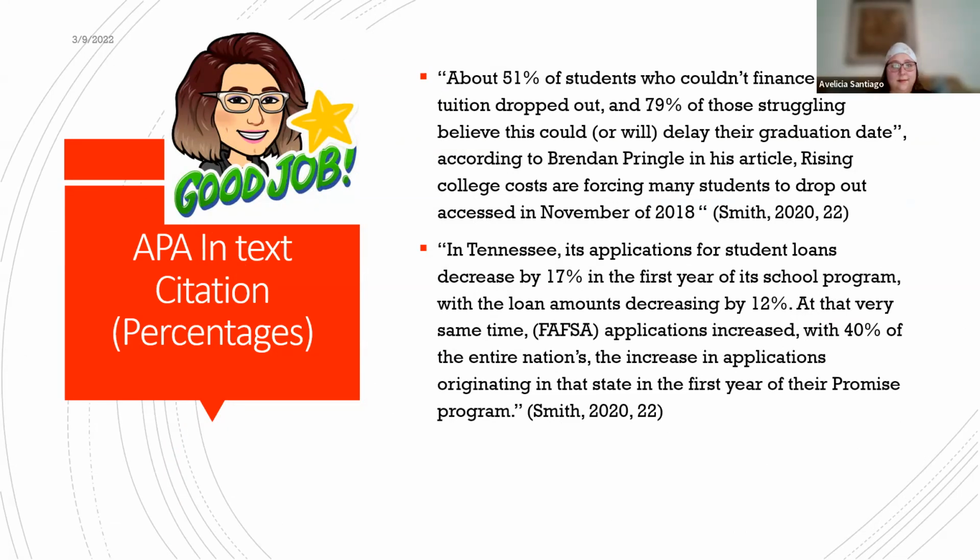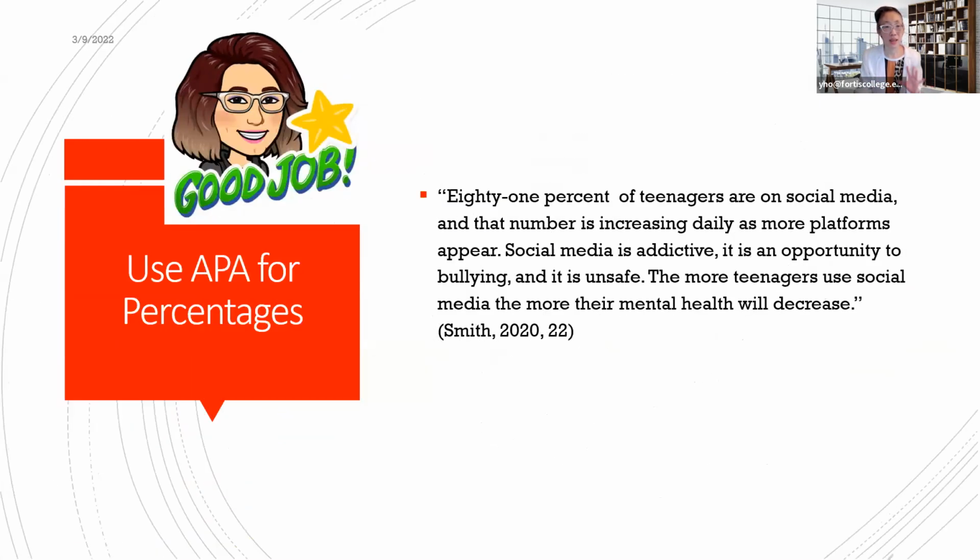Hi. And here's another example of an in-text citation. In Tennessee, its applications for student loans decreased by 17% in the first year of school, and with the loan amounts decreasing by 12%, and so on. So all these percentages and numbers all require Smith 2020-22. And so I'm seeing a lot of people not putting in text citations.